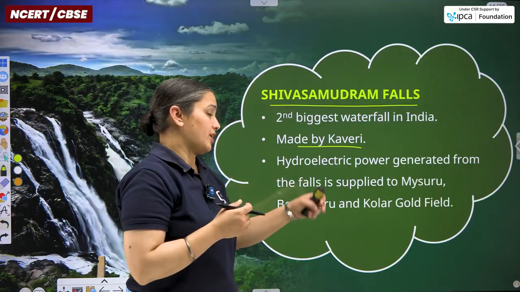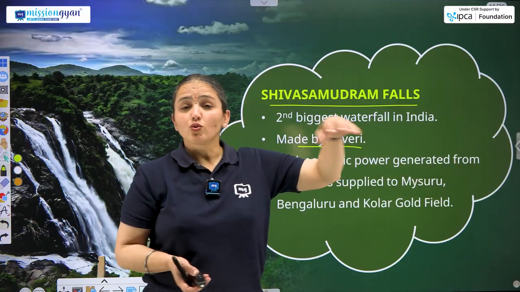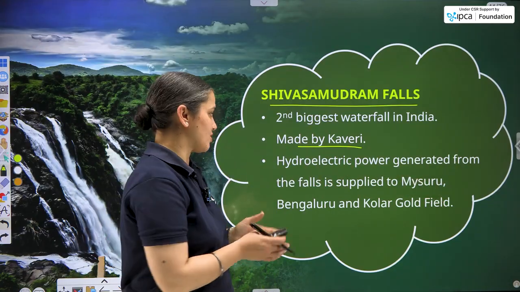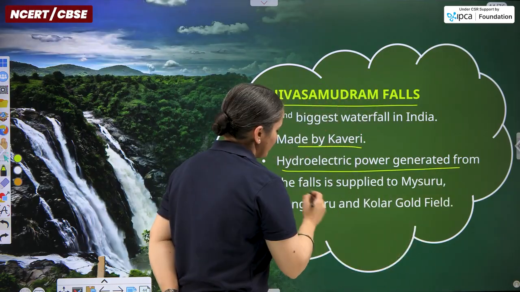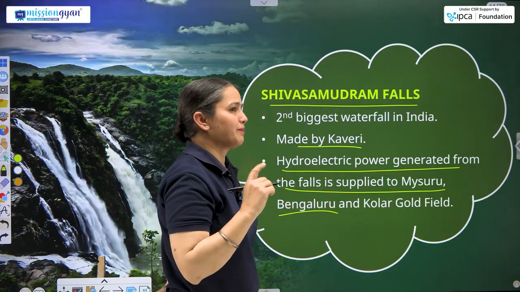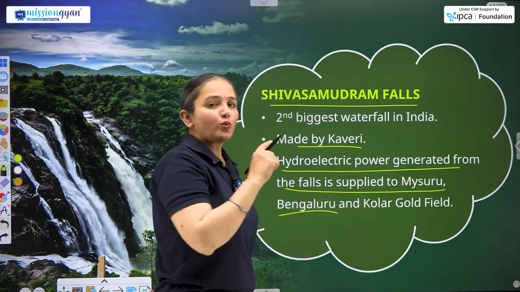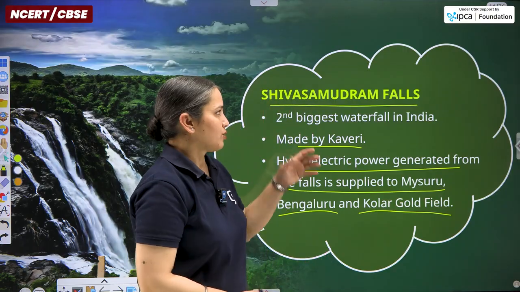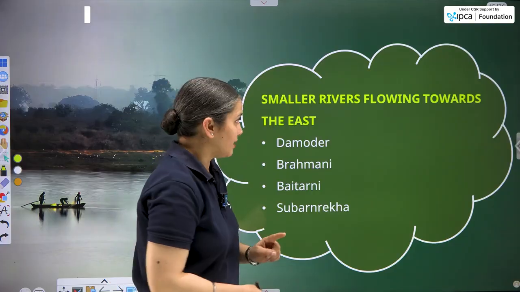Of course, it lies in the extreme southern states of India. And if there are waterfalls, that too the second biggest waterfalls in India, quite obviously a hydroelectric power plant is to be there. So here it is. Hydroelectric power generated from the fall is supplied to Mysore, Bangalore. The current name is Bengaluru, and Mysuru is also the current name. Earlier it was known as Mysore, and the Kolar gold fields. So do remember the Shiv Samudram Falls, second largest waterfall in India.